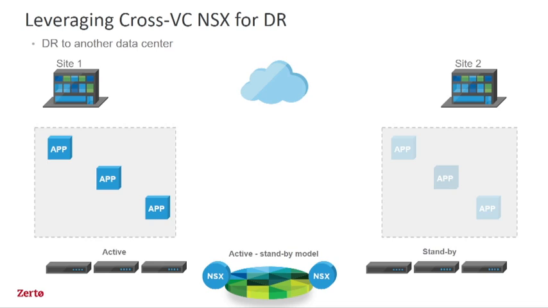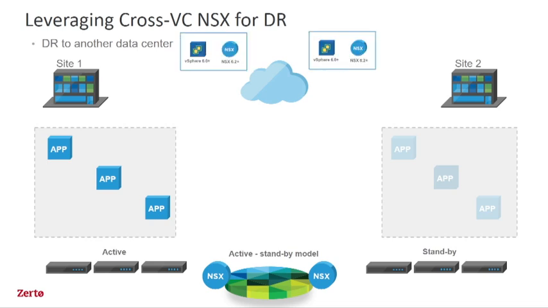So what I'm showing here is a design that's centered around a feature called Cross vCenter NSX. Cross vCenter NSX was introduced in NSX 6.3, and it's basically a feature that allows for NSX networking and security across multiple vCenters. Typically, customers who have solutions like disaster recovery will have multiple vCenters, because the solution requires that, whether it's Zerto or some other disaster recovery orchestration tool.